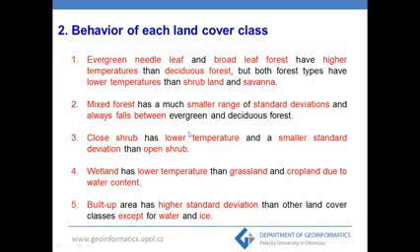You will see that the 17 land cover classes in the graph are sorted in different places. And lastly, built-up area has higher standard deviation than other land cover classes except for water and ice.